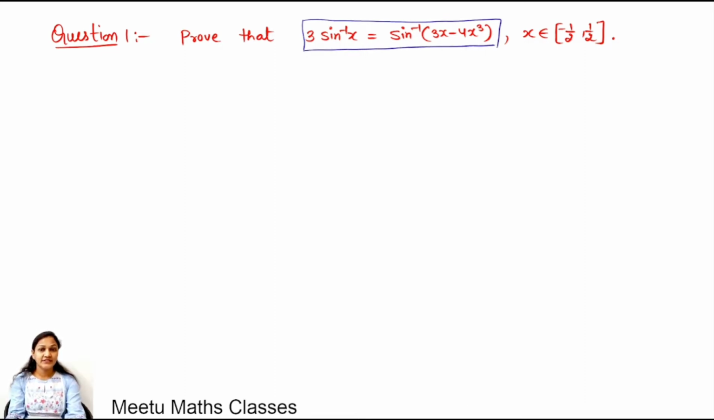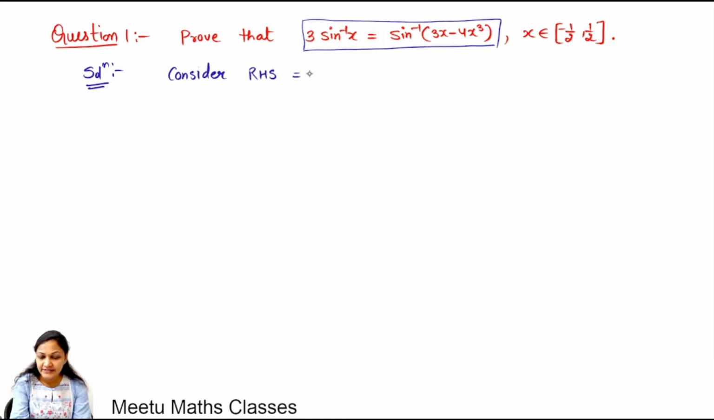Now to prove this identity, where x lies in the closed interval minus half to half, let us start by considering our right hand side. The right hand side of the expression is sine inverse of 3x minus 4x cube. And now you can observe that to convert this sine inverse expression into sine, we can make a substitution, and the substitution should be x equals sine theta.